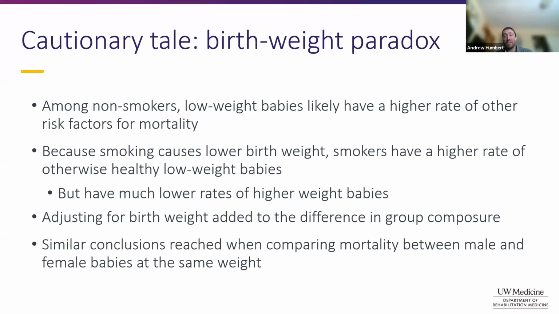And you can find these types of paradoxes all over the place. Similar conclusions can be reached when comparing mortality between male and female babies. Male infants tend to be slightly higher weight than female babies. So if they're the same weight, there's a greater chance that there's some other health factor going on with that male infant, justifying their slightly lower weight. Which means they're going to tend to have slightly lower mortality rates at that given birth weight, even if overall the mortality rates are relatively similar between the two.